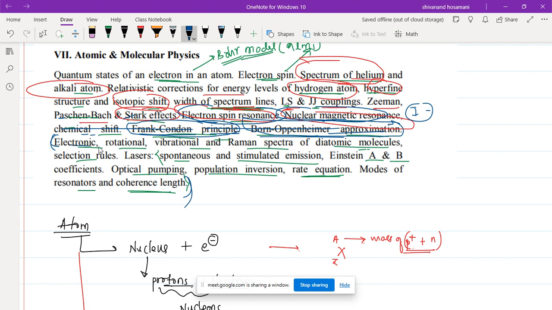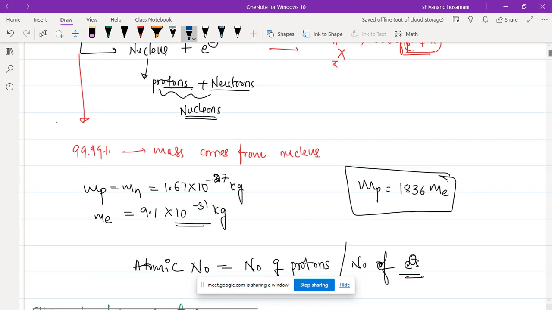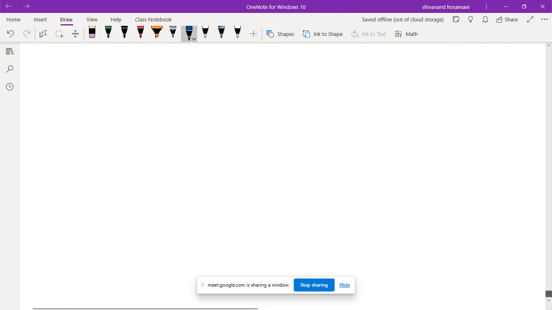Electronic, rotational, vibrational and Raman spectra of a diatomic molecule. We need to look at electronic spectra, rotational spectra, and vibrational and Raman spectra of a diatomic molecule and their selection rules. With this, we can complete the molecular spectra. Then we can go to stimulated emission and the concepts and functions of lasers. So in the molecular part, we are going to look at mainly rotational, electronic, and vibrational parts.